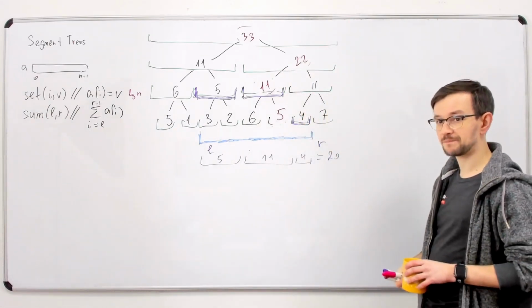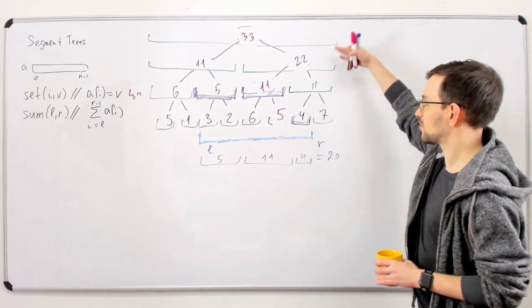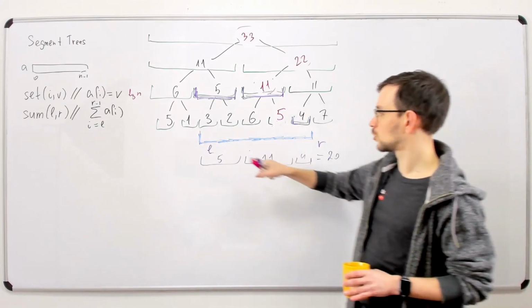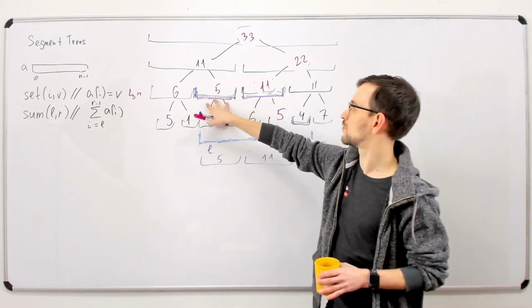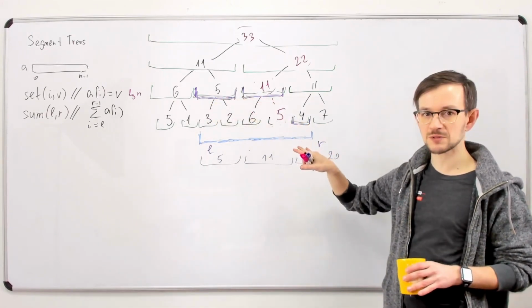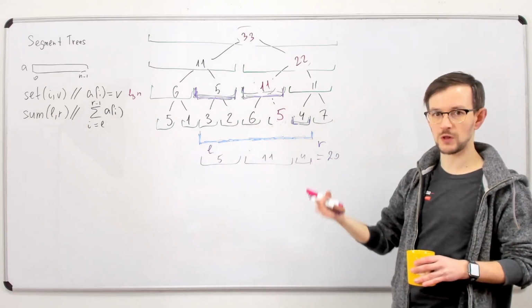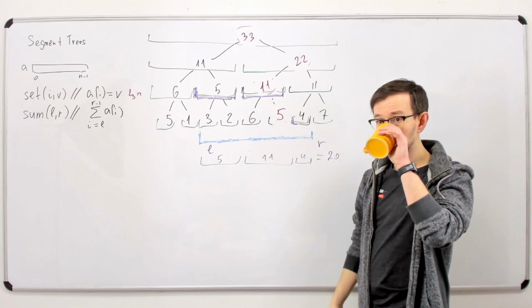So that's the plan. Again, what is the plan? We have this segment tree, and we need to calculate the sum on some segment. We will take some of these pre-calculated sums and combine our segment from these pre-calculated segments. That's all.